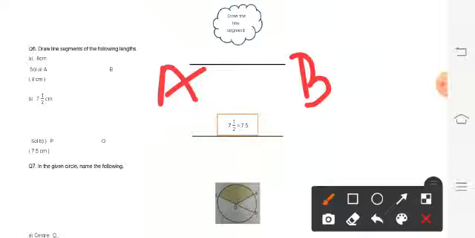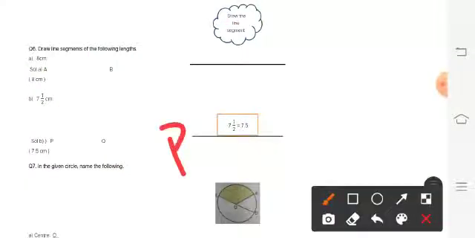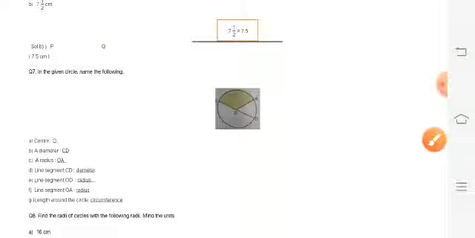Next is 7 and 1 by 2, part B. 1 by 2 means half, that means 0.5. So you have to draw a 7.5 centimeter long line segment, and you may name it P and Q. As all of you know, naming and labeling is done using English alphabetical letters. Then question number 7 is again book work.